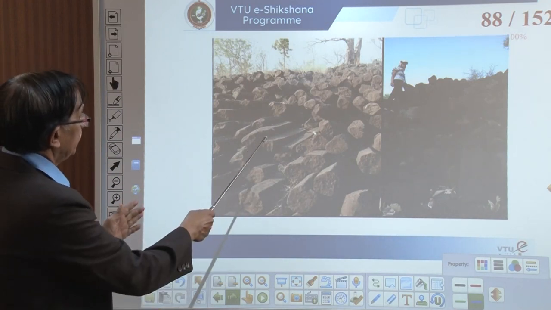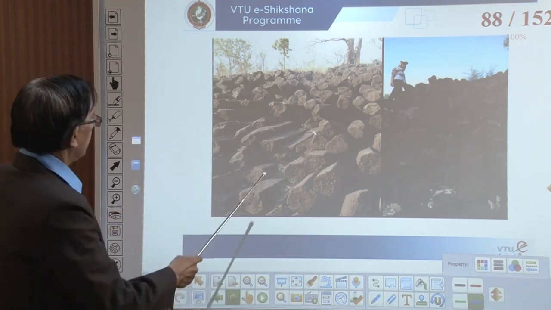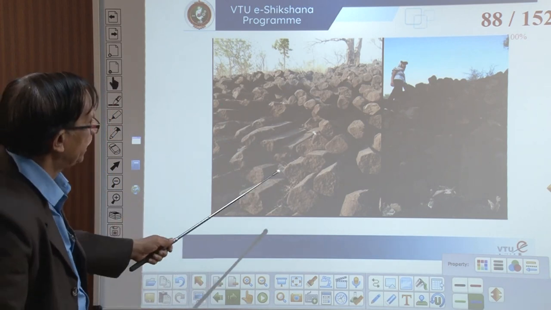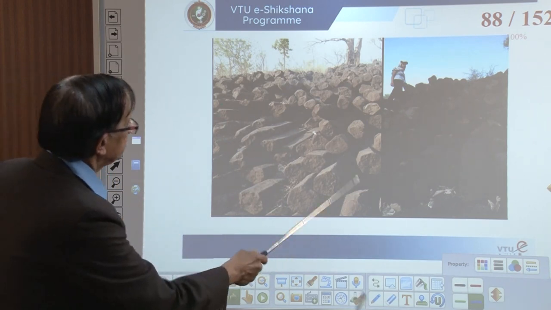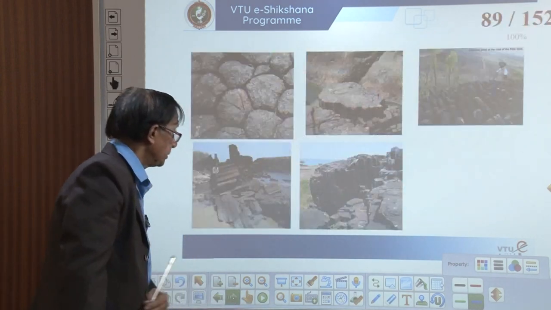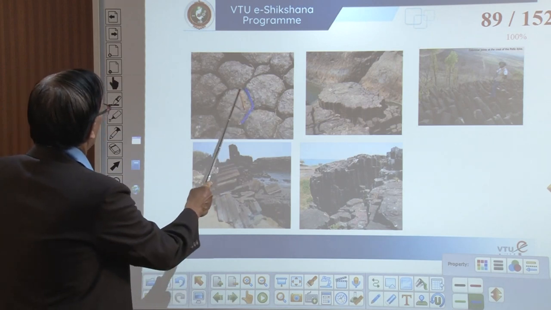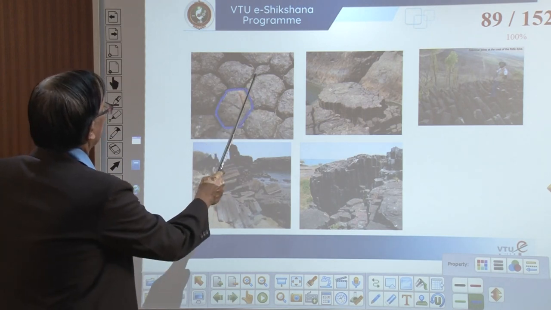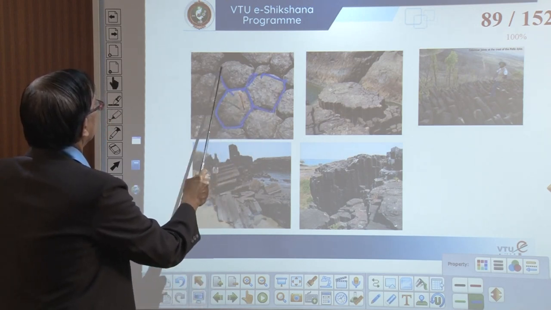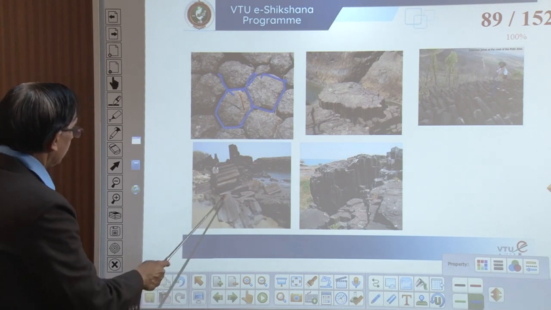Now these are all systematic. But here is one more type of joint. You see, these are all columnar structures found in the basalts of Maharashtra. These are beautiful, regular patterns. How nicely. See, another, this is from St. Mary's Island. You see, all the joints are of regular polygonal shape, like this, like this, like this. They are all regular polygonal structures. Here also, they are oriented.